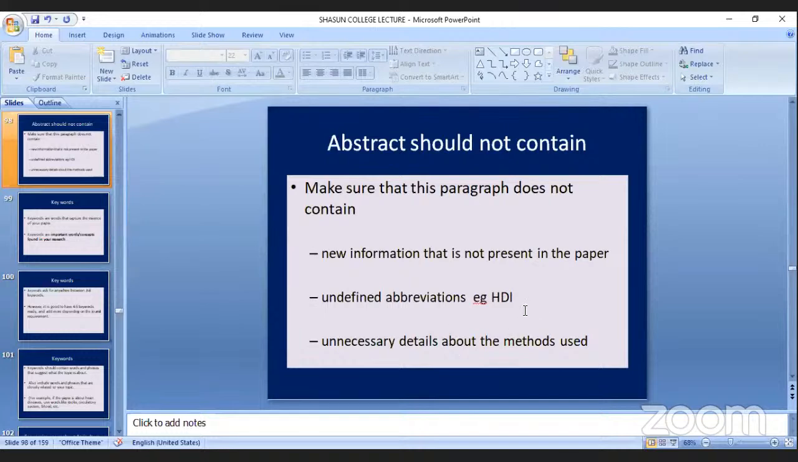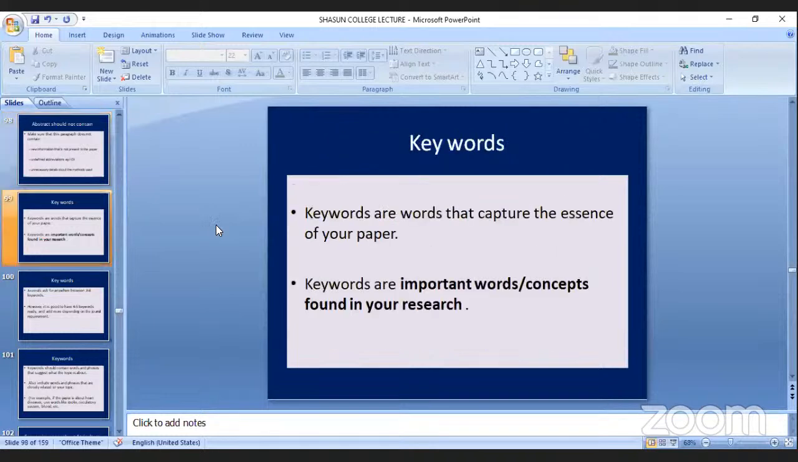Then unnecessary details, unnecessary methods which are not being used in your paper, all this should not be there in your abstract. Whatever is there in your paper only should be given in your abstract. What is not there in your paper, not found, not given, should not be given in your abstract. So this is what your abstract is.